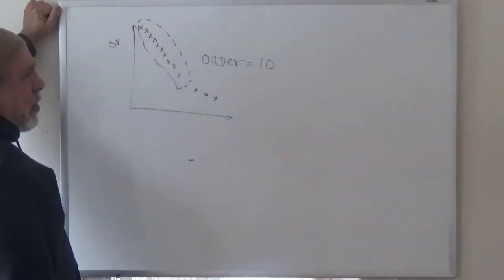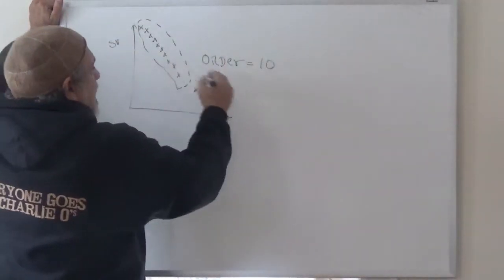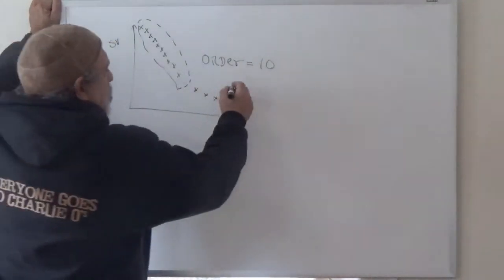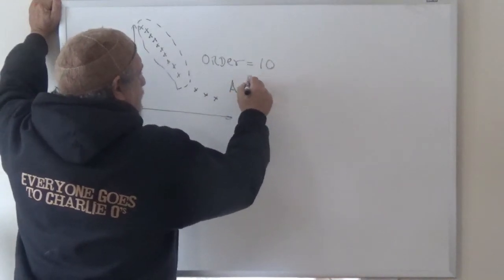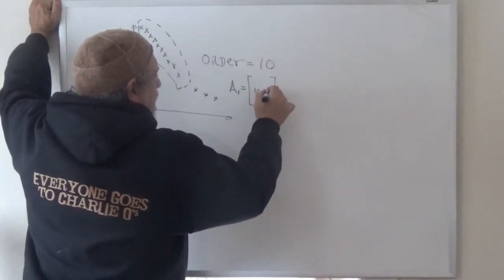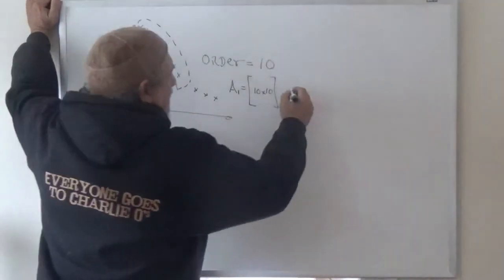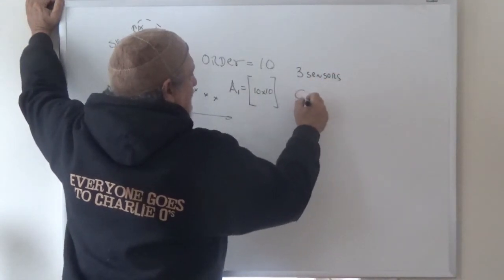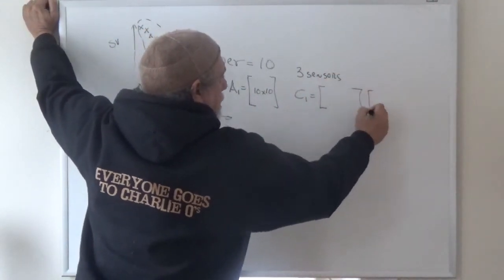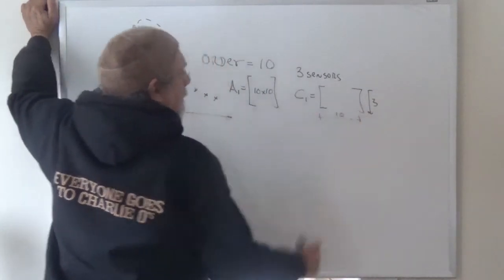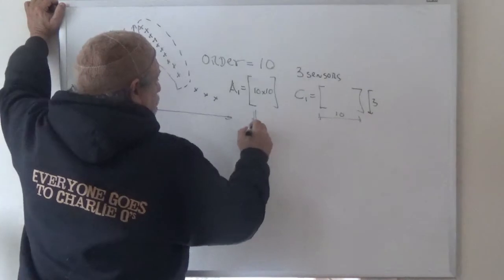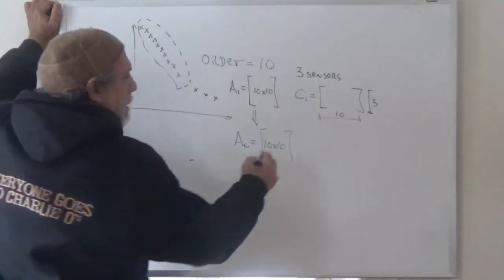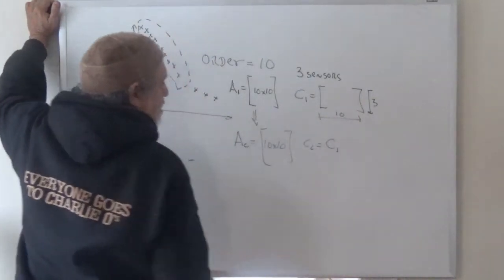So what happens when I take the order of 10? Each one of these things, then I get my matrix, right? I get my matrix, and from that matrix that is order 10, that means that we get an A1 that is 10 by 10, right? And let's say that we had 3 sensors. So then my C is going to be 3 by 10, right? Then we get our A continuous, that's also 10 by 10, right? And our C continuous is just the same as C1.